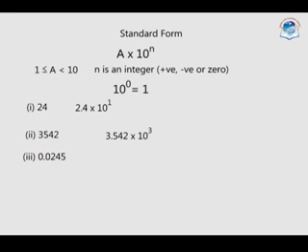What about 0.0245? In standard form, a has to be at least 1. So the decimal will move 2 points to the right. And so we shall have 2.45 times 10 raised to negative 2. This time n reduces because the decimal point moved to the right.